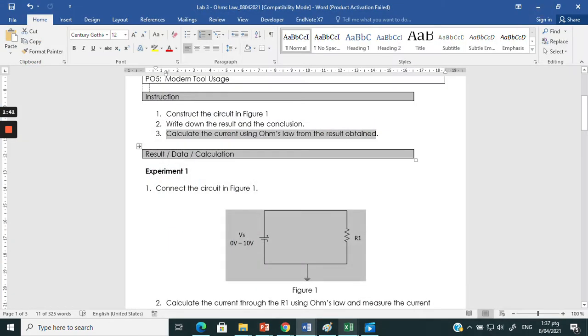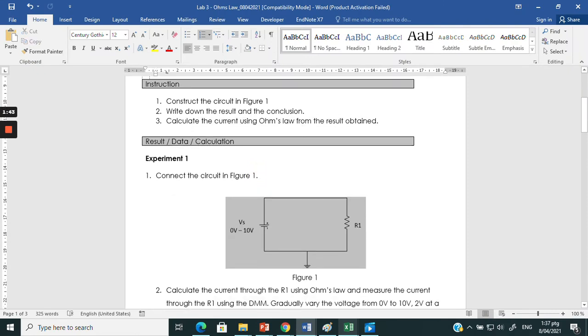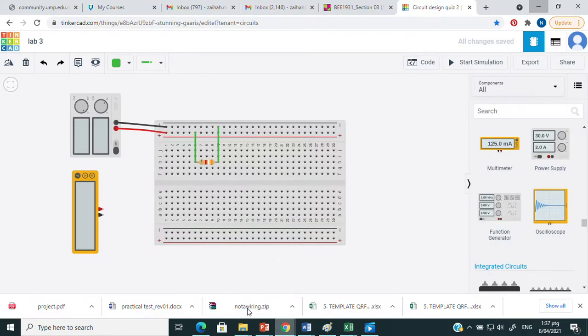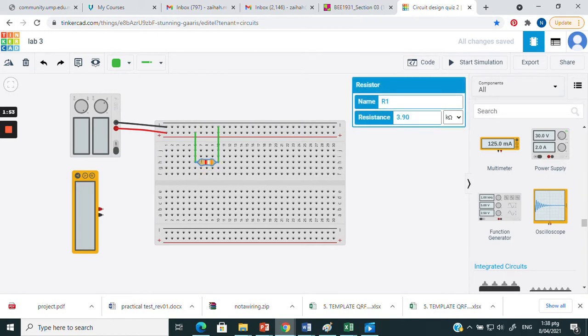Okay, so let's go to the experiment steps. The first step is to connect the circuit in figure 1. I need you to connect the circuit in Tinkercad as usual. So this is the circuit. Let's say this one is resistor 3.9. From the lab sheet, the resistor is 3.9.